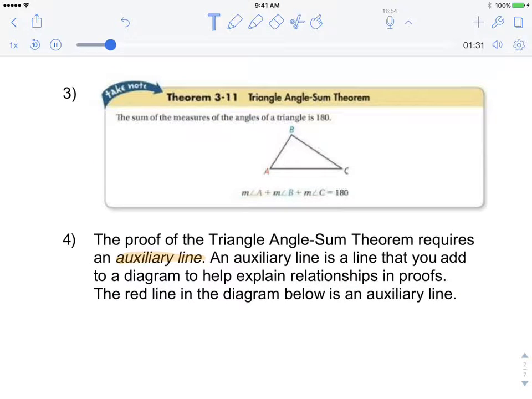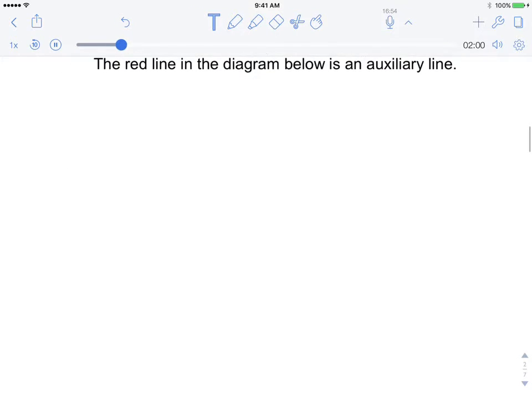Okay, on the next page, Theorem 3.11 is the triangle angle sum theorem. What that states is, that's kind of the picture I did above, except they use letters, that angle A plus angle B plus angle C is 180 degrees. In order to prove this triangle angle sum theorem, we need to draw what's called an auxiliary line. This is a line that you add to a diagram to help explain relationships and proofs. So on the next page, we have a red line in our example.